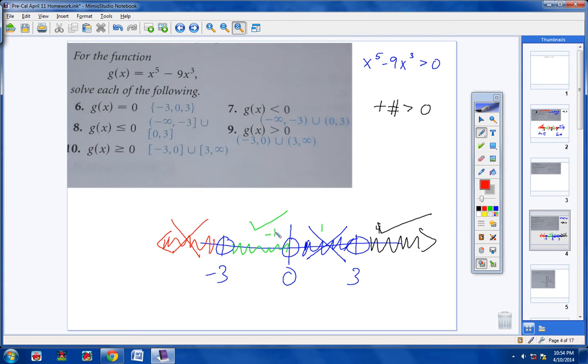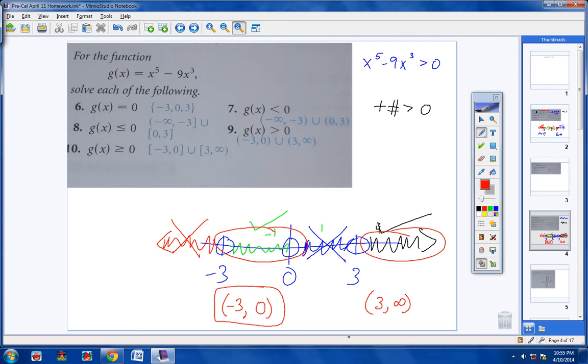So we have this region here that works, and this one here. So for this region right here, your answer would be -3, 0, just like that. Non-inclusive, so we use parentheses. And then over here, our answer would be 3 to +infinity. So there's our two answers, okay?